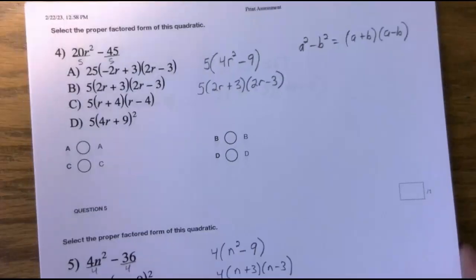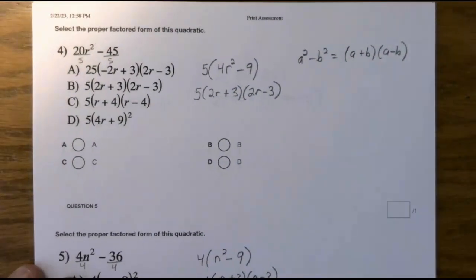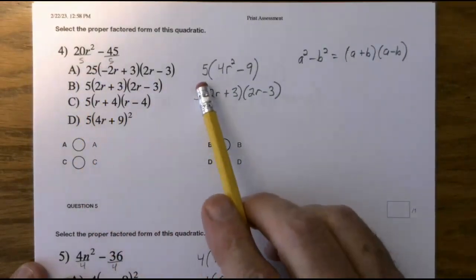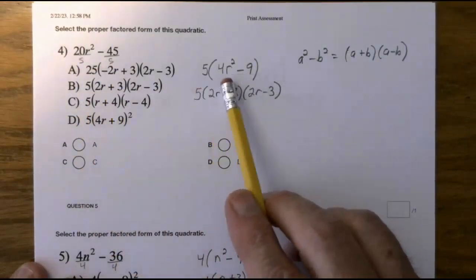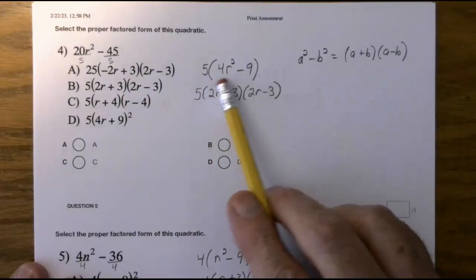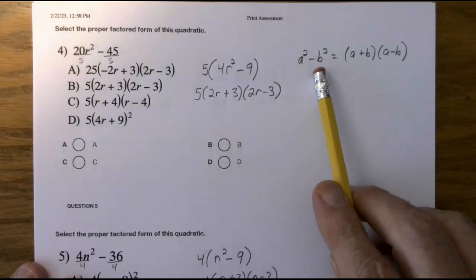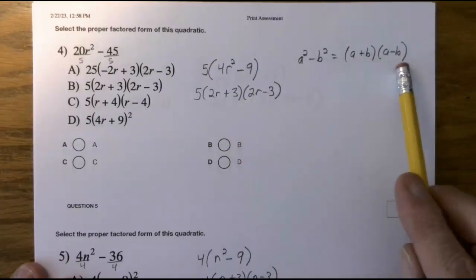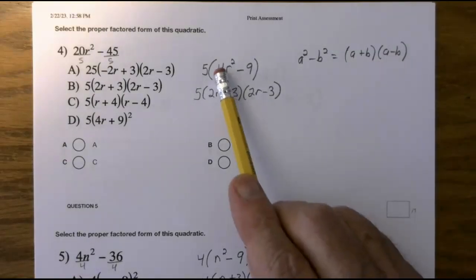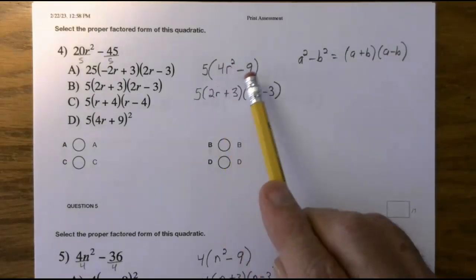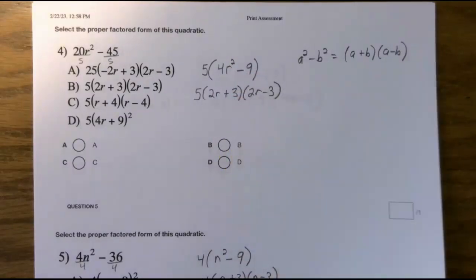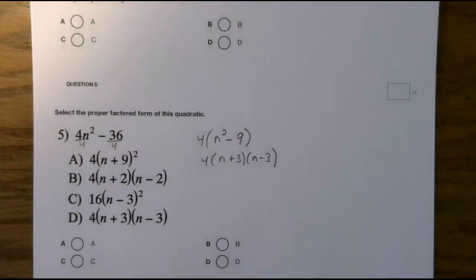All right, starting with number 4. Guys, this is the old conjugate pair. Once you factor out the common factor here of 5, you're left with the difference between 2 squares. Remember, it's a quadratic with 2 terms. So when you factor it, it becomes the conjugate pair, 1 plus, 1 minus. The square root of 4r squared is 2r. The square root of 9 is 3. 1 plus, 1 minus.